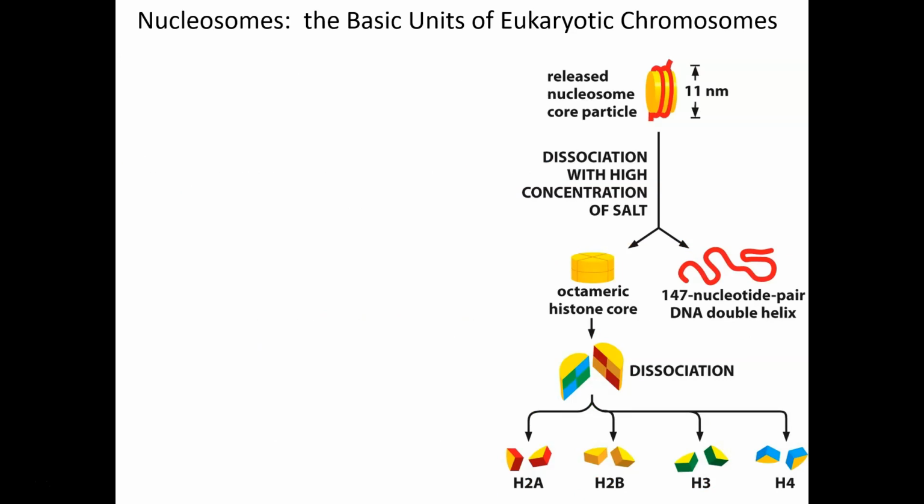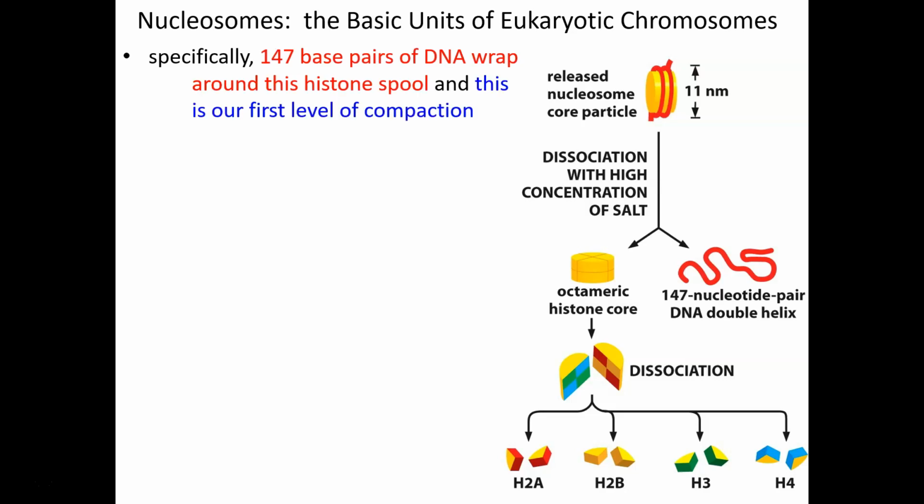So here we can see it visually. We've got 2 copies of H2A, 2 copies of H2B, 2 of H3, 2 of H4, and they come together to form this histone octamer core, this histone complex made up of those 8 proteins. And we've also got about 150 base pairs of DNA. That 150 base pairs of DNA wraps neatly and cleanly around this histone octamer, and this is your nucleosome. So a nucleosome consists of your histone core and about 150 base pairs of DNA wrapped around it. And that's our first level of compaction.